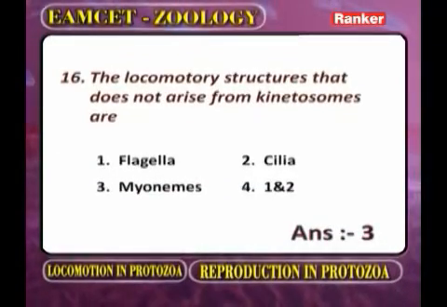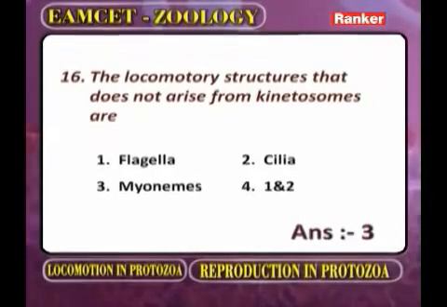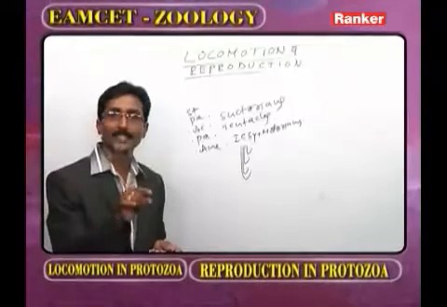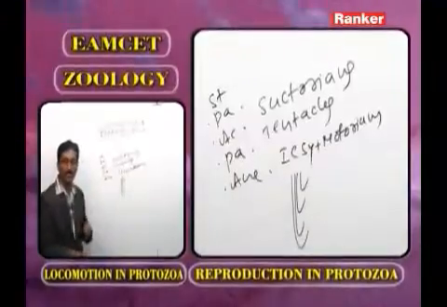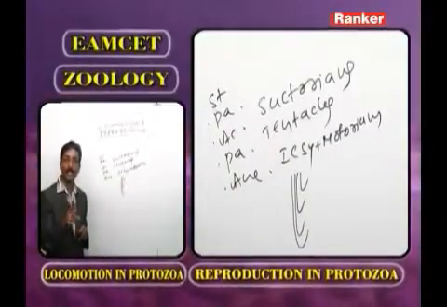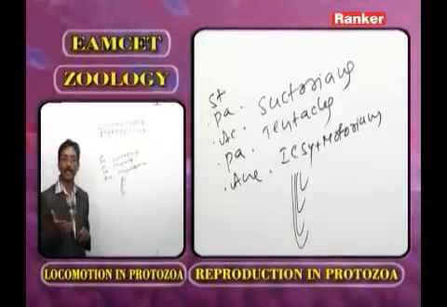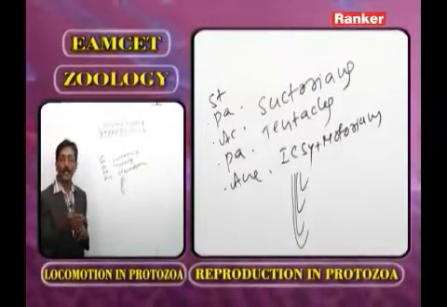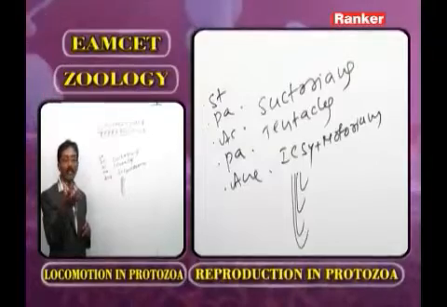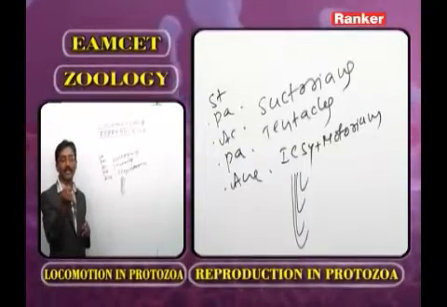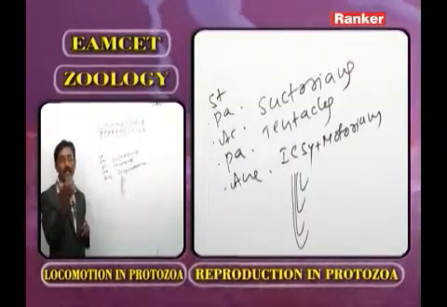The locomotory structure that does not arise from kinetosomes. What is the meaning of kinetosome? Basal granule. The basal granule is also called kinetosome. As we observe, flagella arise from the basal granule, and cilia also arise from the basal granule. Pseudopodia develop by the contraction and relaxation of the cytoplasm, so they are not considered.